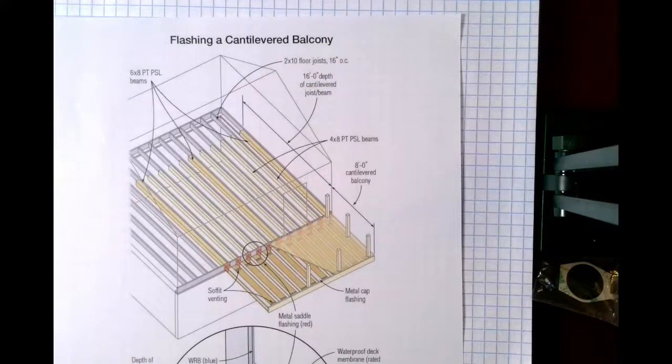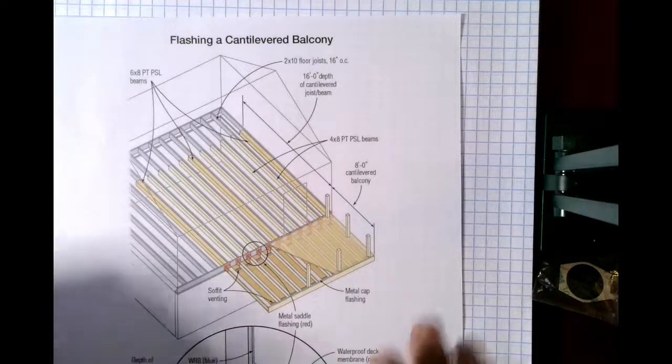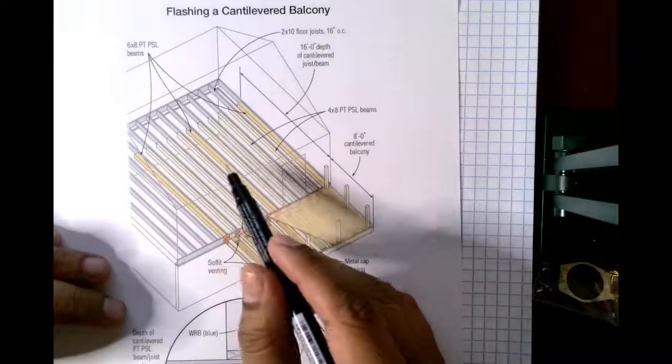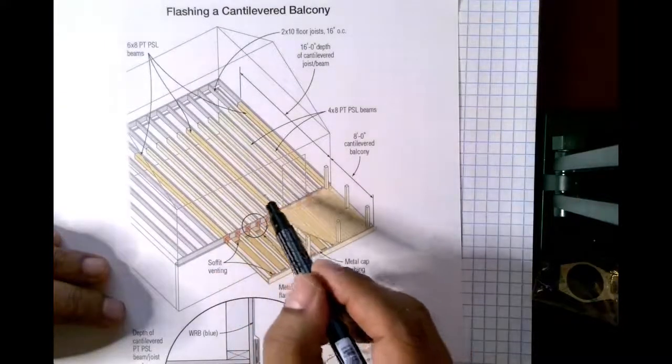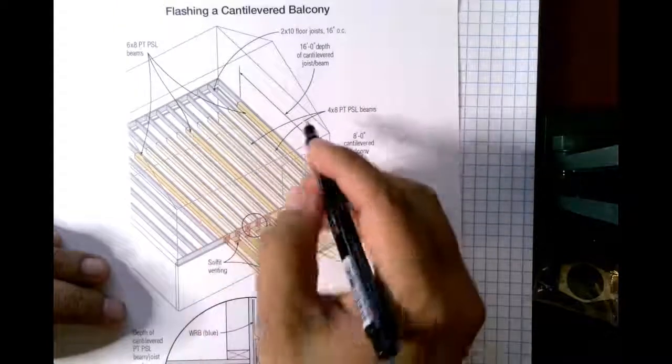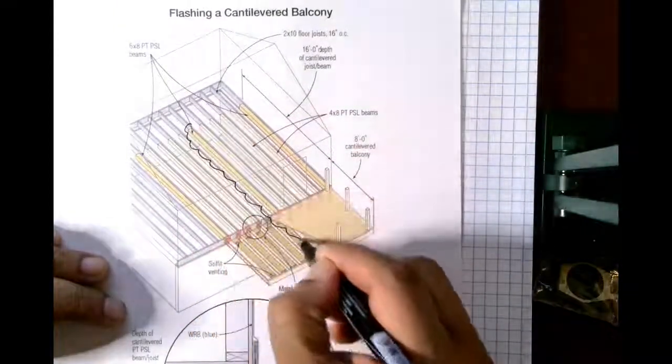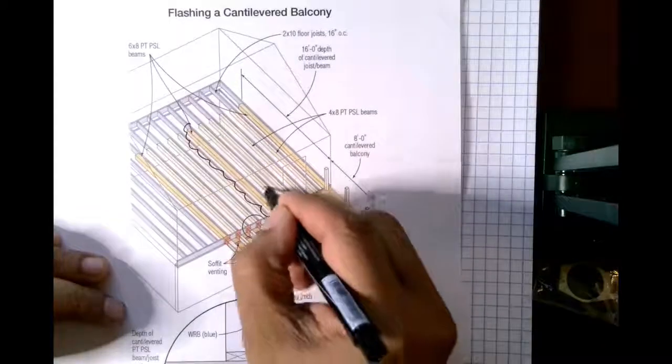Okay, so here we're seeing a cantilevered balcony. This is a three-dimensional view. And what we see here is a typical balcony where the joists are sistered in with the existing framing. And that's what you see up here. You see this joist, which runs continuously to the exterior of the balcony, is sistered.